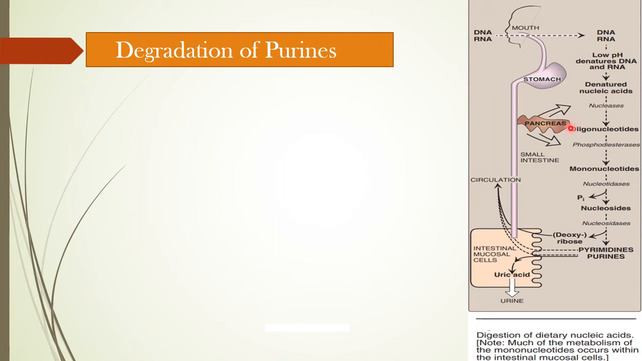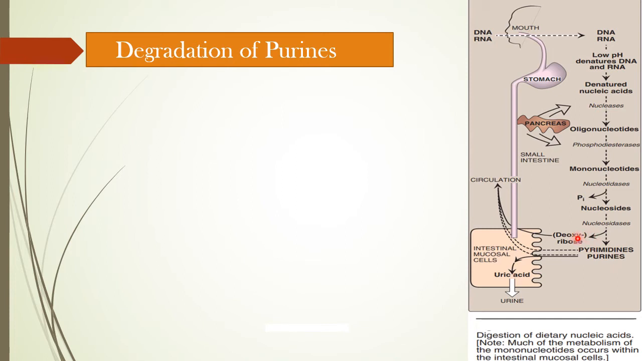In the duodenum, there are pancreatic secretions, for example, nucleases and phosphodiesterases. Nucleases first convert denatured nucleic acids into oligonucleotides, and then by the action of phosphodiesterase, we get mononucleotides. Then the enzymes from the small intestine, for example, nucleotidases, convert mononucleotides into nucleosides by eliminating the phosphate group. And then another set of enzymes called nucleosidases from the small intestine convert nucleosides into pyrimidines and purines, and their sugars are also released from them.